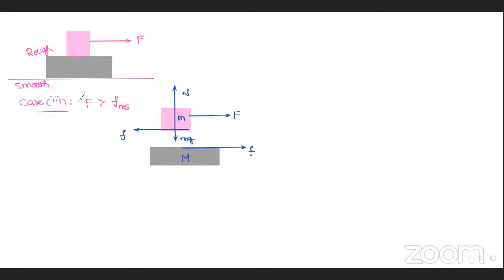Coming to here, if F is greater than Fms, then the friction is a kinetic friction. And here they slide, not commonly. Okay, no problem.